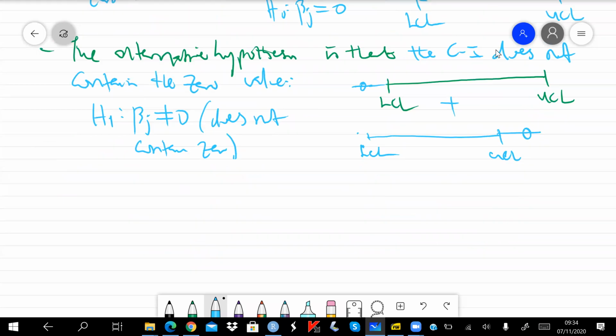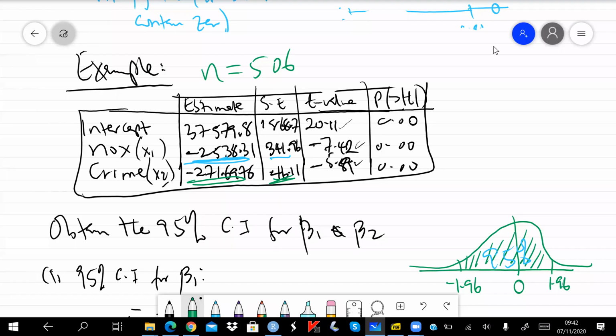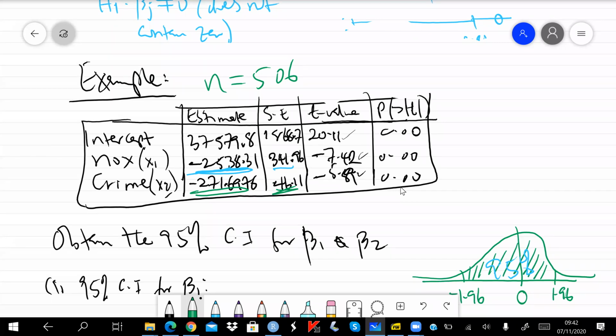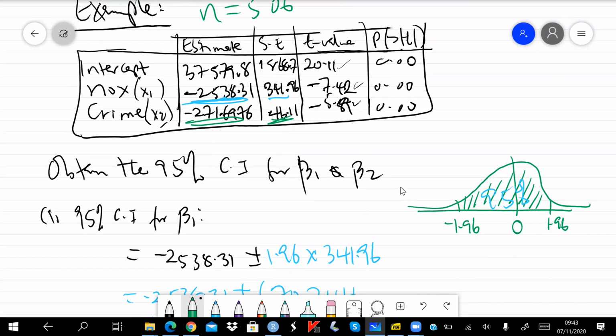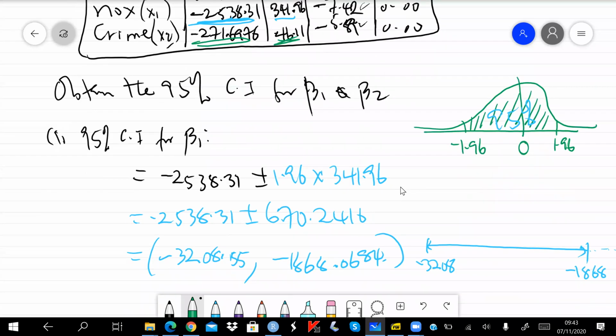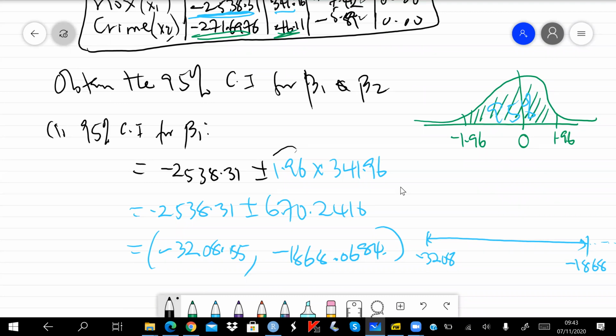Let's have some example. We consider a sample of size 506, which is a very large sample, and the output given below. We have the intercept, a variable called Knox, and another variable called crime, and then the estimates, standard errors, t values, and probabilities. The question is, obtain the 95% confidence interval for beta 1 and beta 2. Using the above formula, the 95% confidence interval for beta 1 will be given by the estimate plus and minus 1.96. Because the sample is large, we shall not use the t distribution; we shall just use the normal distribution.